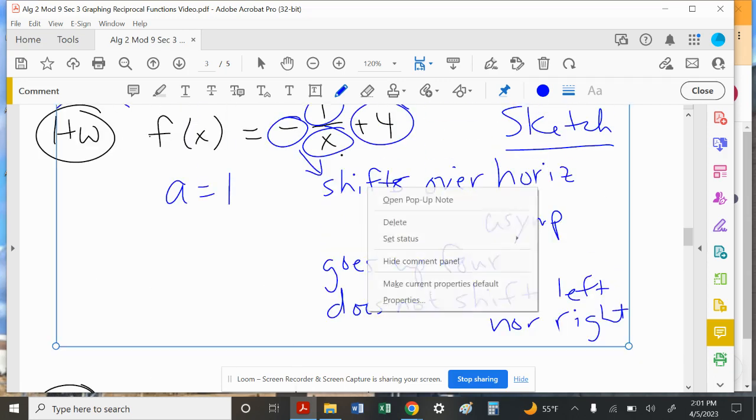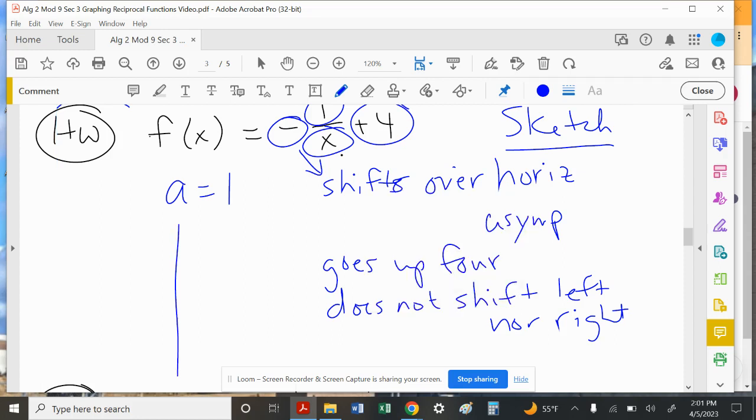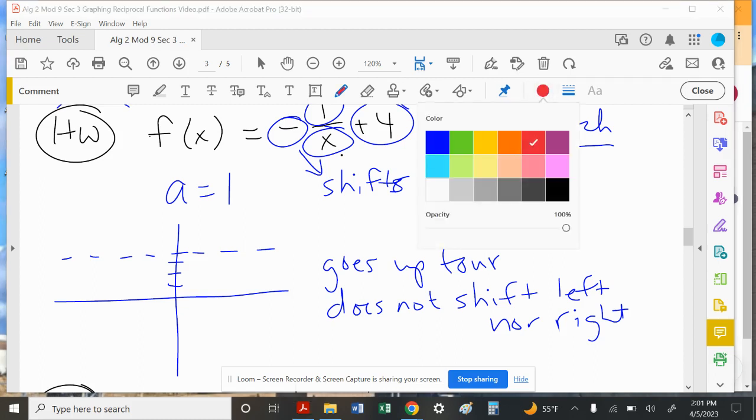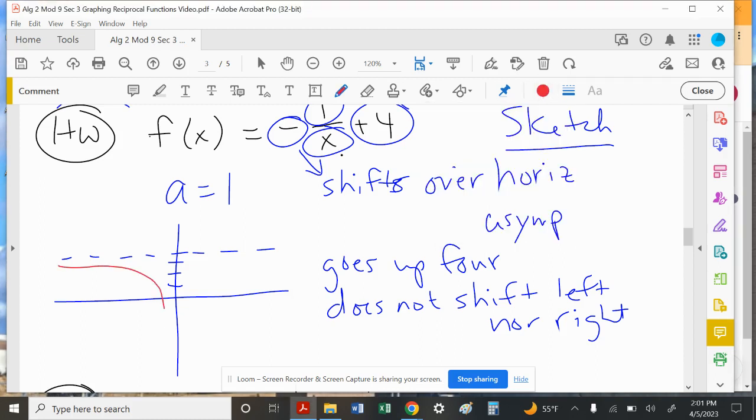Okay, so we can kind of have a general idea of what it looks like. A is equal to 1, so it goes up normally. Notice that it goes up 4, 1, 2, 3, 4. So if it goes up 4, that means the asymptote has moved up 4 from the horizontal axis. Notice here it does shift over the horizontal, so I'm going to kind of sketch out the normal one. I'm going to sketch it out in red, so we can see that, it kind of looks like that, and it kind of looks like that, right?